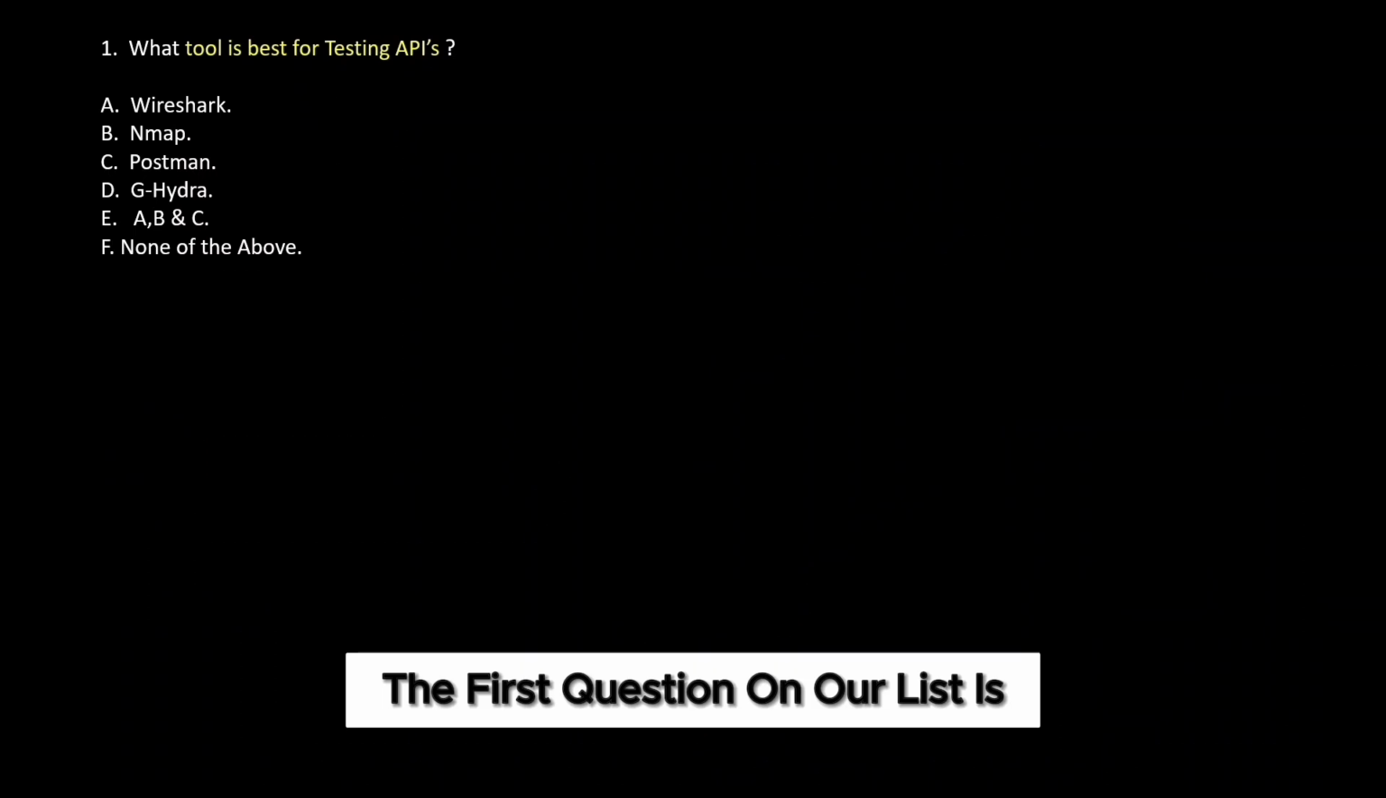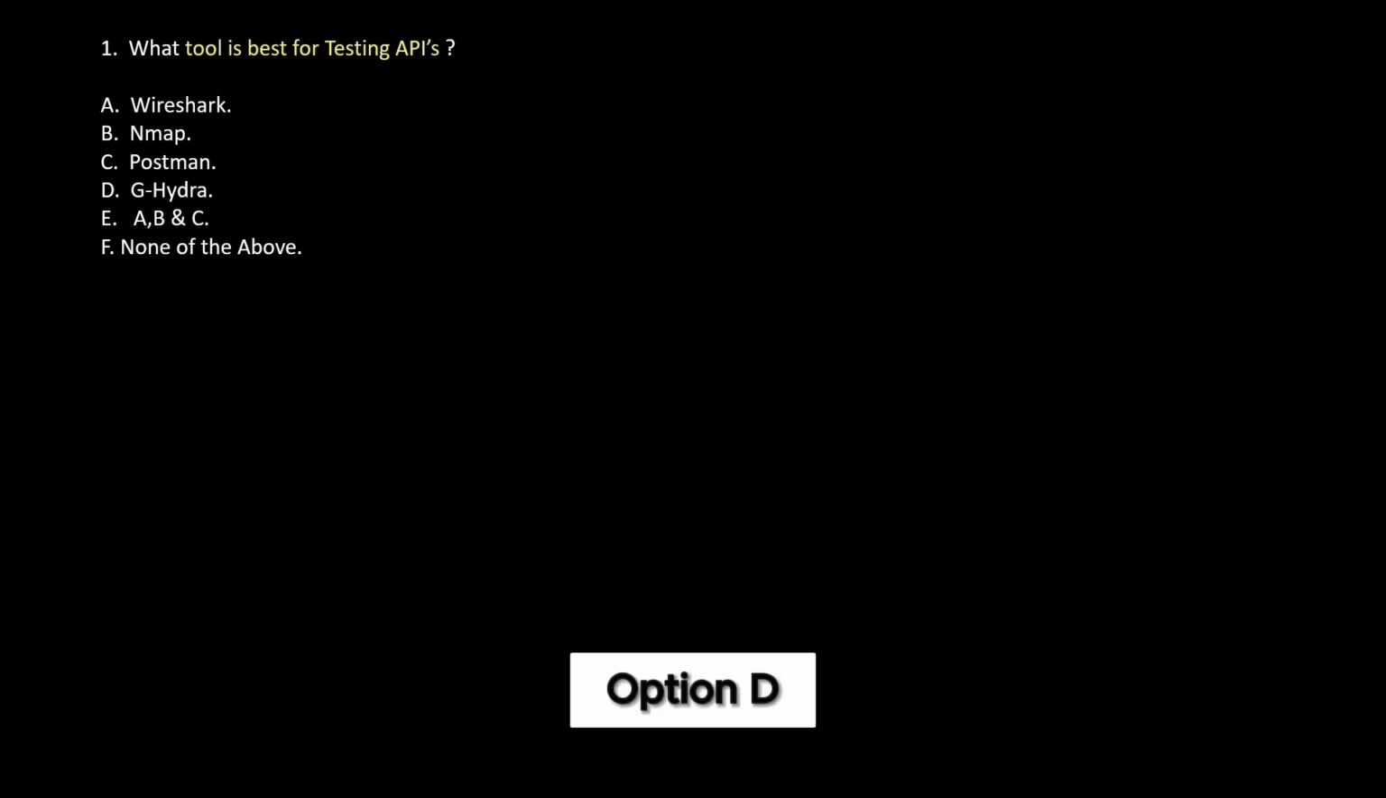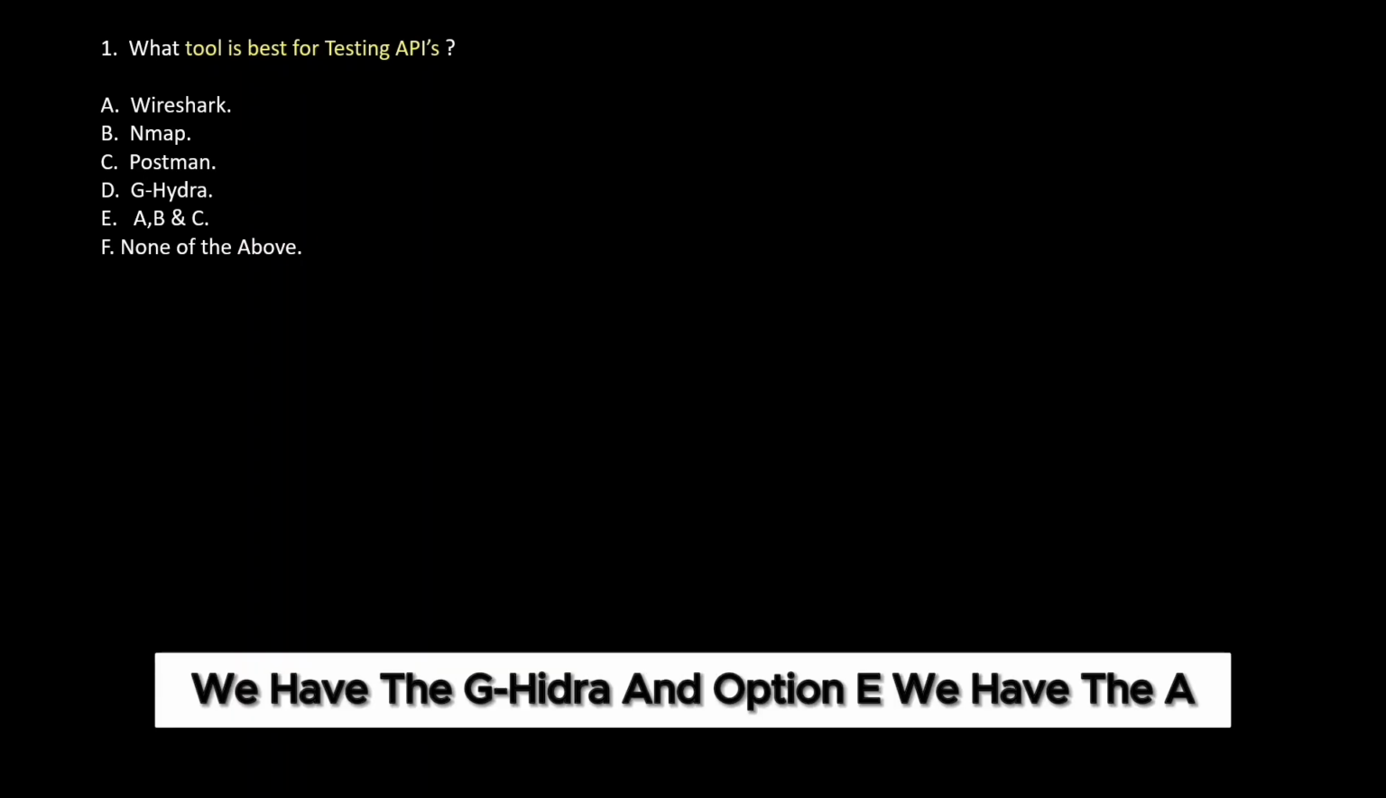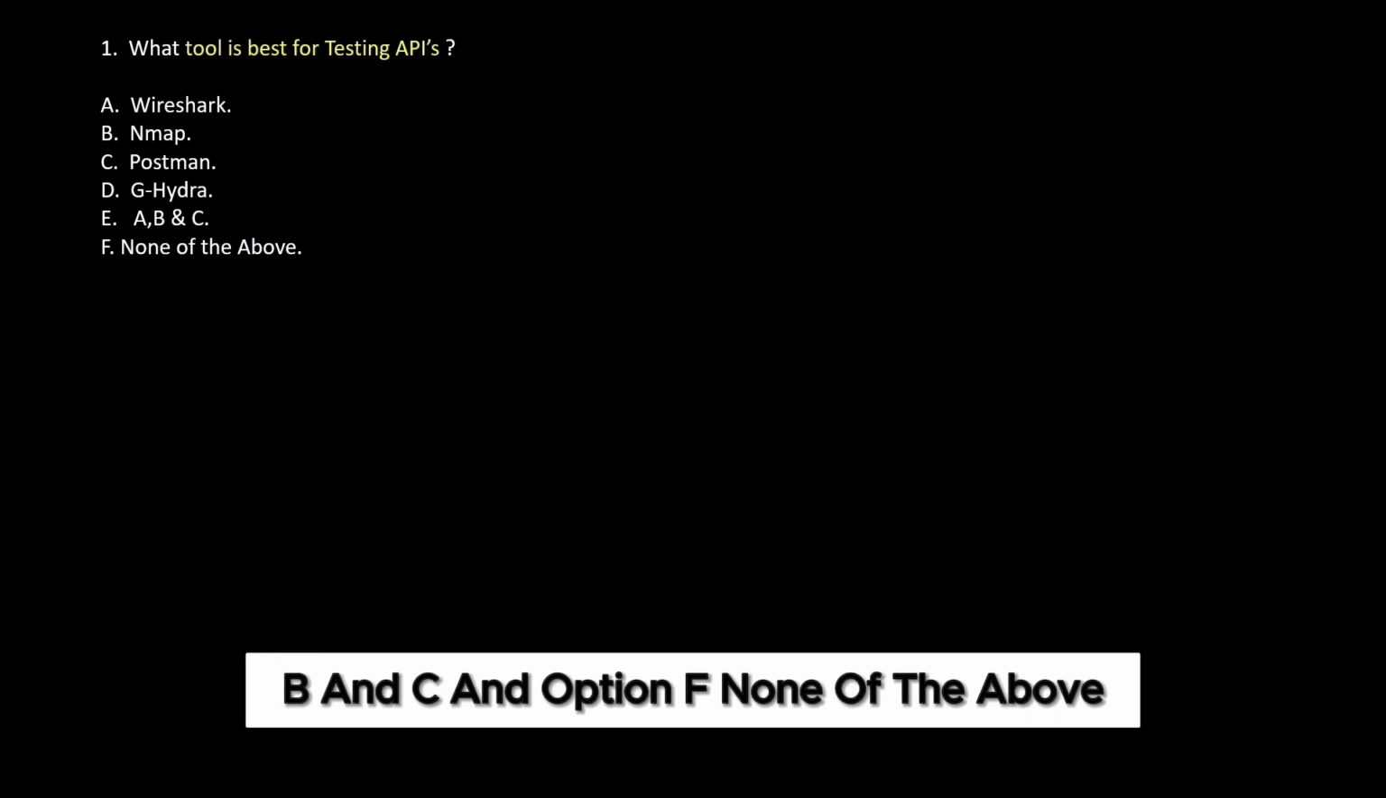The first question on our list is, what tool is best for testing APIs? Option A, we have the Wireshark. Option B, we have the Nmap. Option C, we have the Postman. Option D, we have the GHydra. And option E, we have the A, B, and C. And the option F, none of the above.